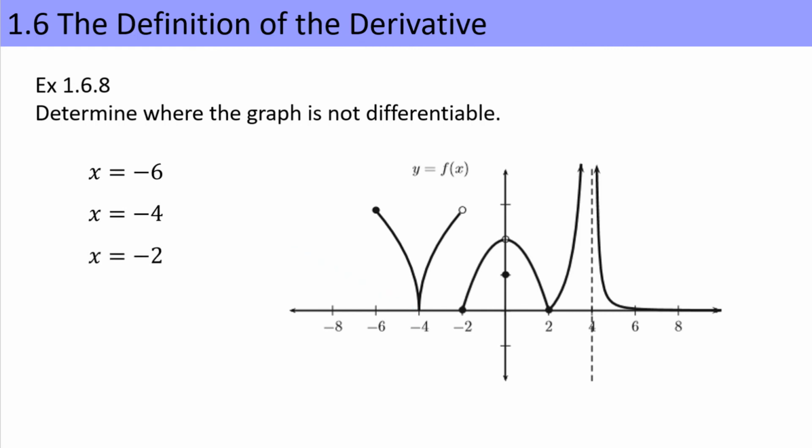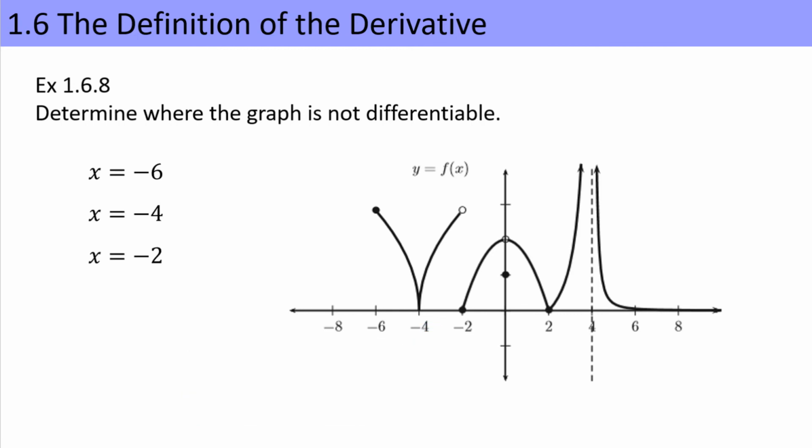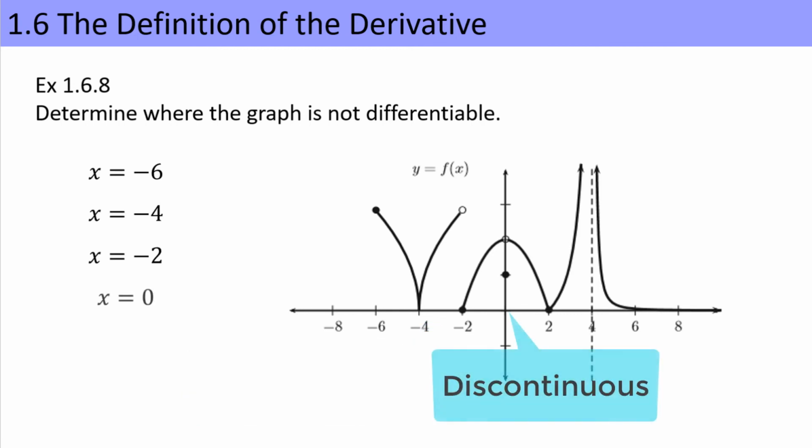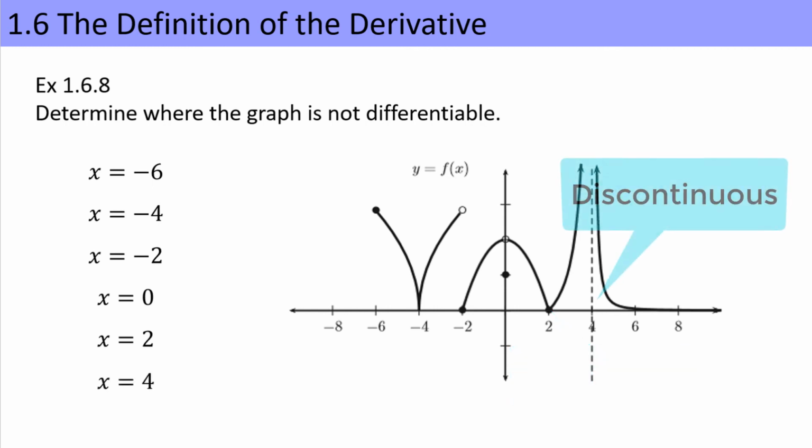At x equals negative 2, the graph has a discontinuity. Therefore, the graph is not differentiable. Again, at x equals 0, the graph has a discontinuity. Therefore, the graph is not differentiable at that point. At x equals 2, we have another corner or a kink. Therefore, the graph is not differentiable at x equals 2. And finally, at x equals 4, we have an infinite discontinuity. Therefore, the graph is not differentiable at that point.